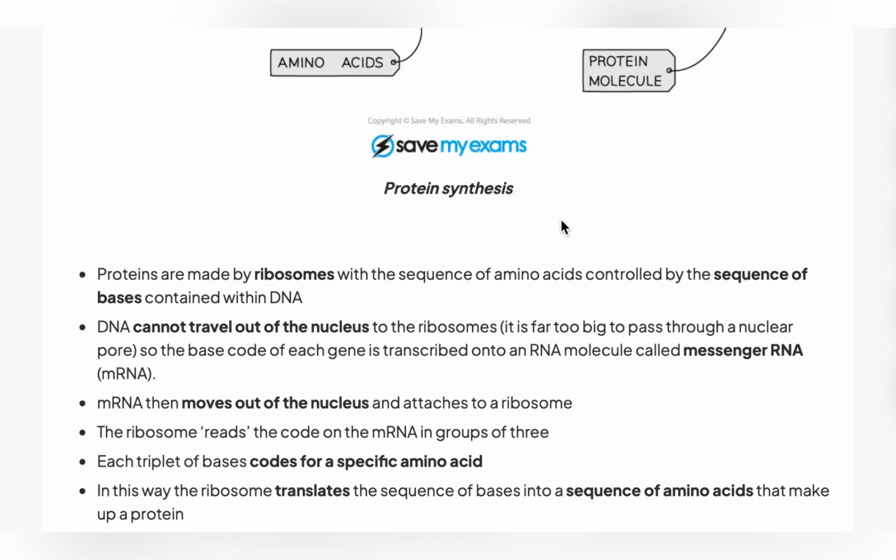Hence, since they are too large, they will generate what we call a sequence of bases, a small unit that can leave the nucleus, by a process of transcription. That unit is called mRNA. That mRNA moves out of the nucleus and attaches to the ribosome.